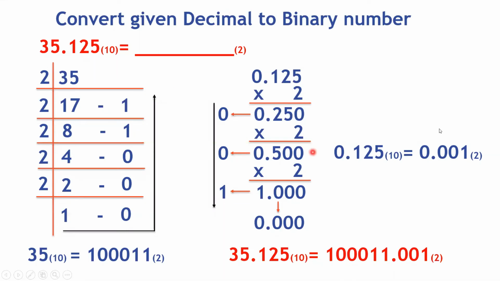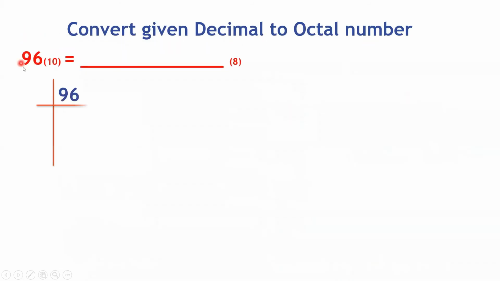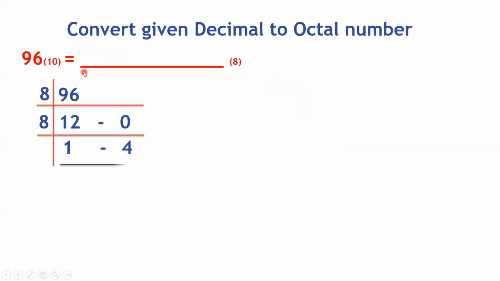This is how we convert a decimal number to binary if a floating point number is given. Now let us take another example where we convert a decimal number system to octal number system. Binary means we divided by 2. Octal means we have to divide by 8. Convert the given decimal to an octal number. Let us take an example of 96. We are supposed to convert it to base 8.